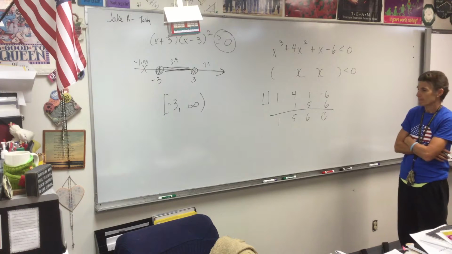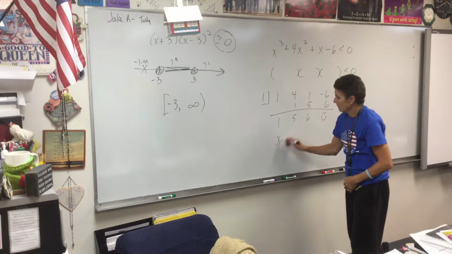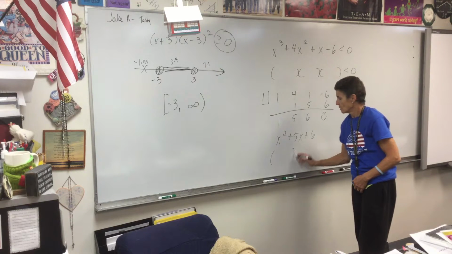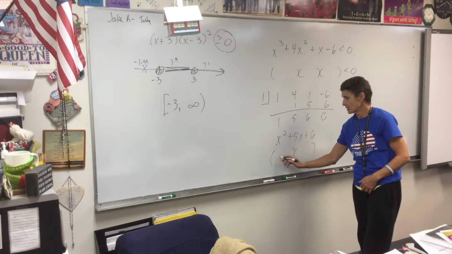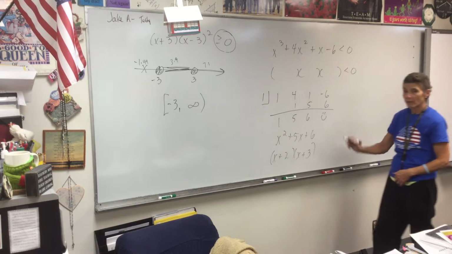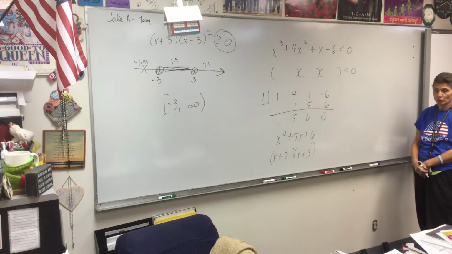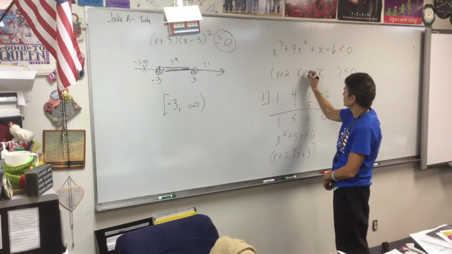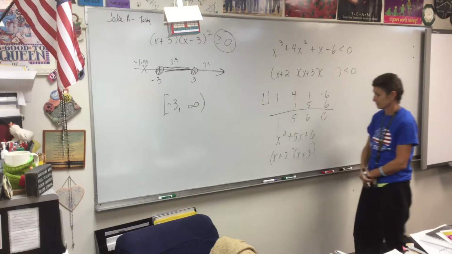Okay, I'm left with x squared plus 5x plus 6, which factors as, watch it now, be careful. Make sure that when you factor, you go ahead and FOIL it back out to make sure that you have factored correctly. So two of my factors are x plus 2 and x plus 3.